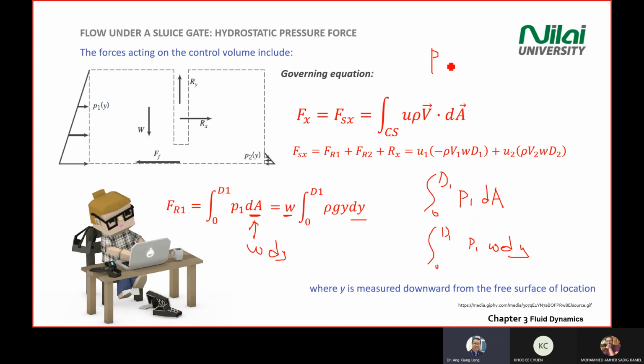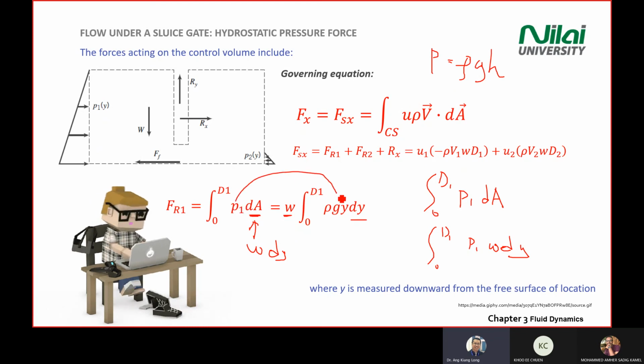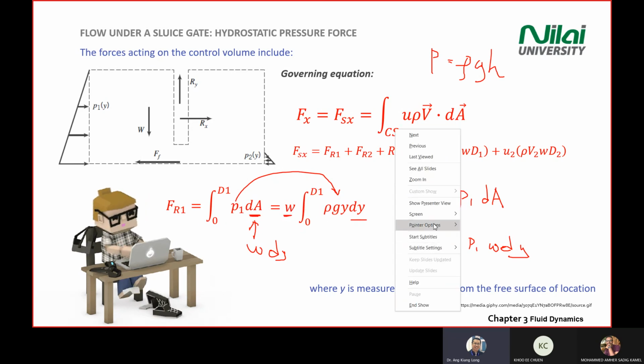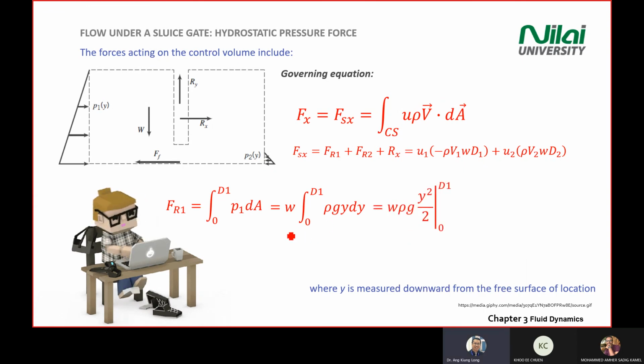So you know that when it becomes hydrostatic pressure, you can use rho gh. The h here is d, or your y. In this case, we use y. So you change the formula from pressure into rho g y, and then you pull your width outside of the equation. You do the integration procedure, and you will get W rho g. You integrate y, you get y squared divided by 2. Substitute d1 inside there, you arrive at W rho g d1 squared divided by 2, and this one refers to the left-hand side of the hydrostatic pressure, the reaction force on the left-hand side, R1.